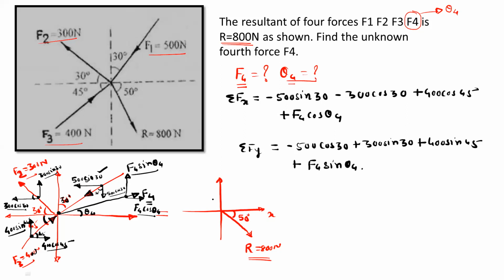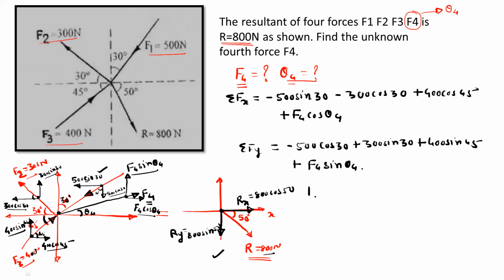Okay, now concentrate on the resultant system. For the resultant system, R is given 800 Newton, it is acting at 50 degree. So resolve the 800 Newton. This is x component of resultant and this is y component of resultant. So what is x component of resultant? It is Rx. Rx is equal to 800 cos 50, and Ry is equal to 800 sin 50.